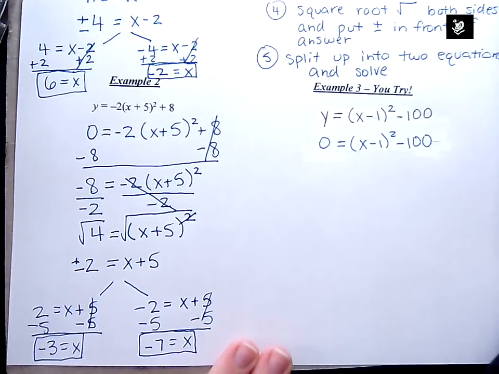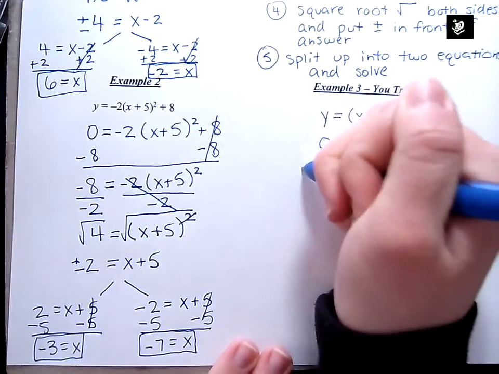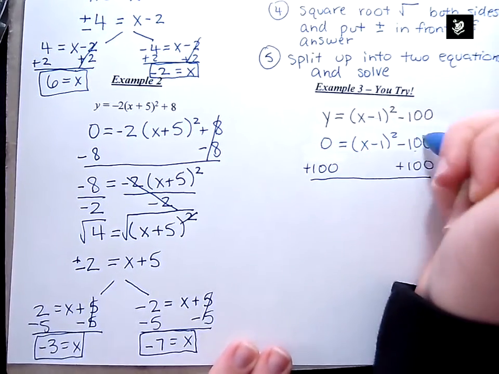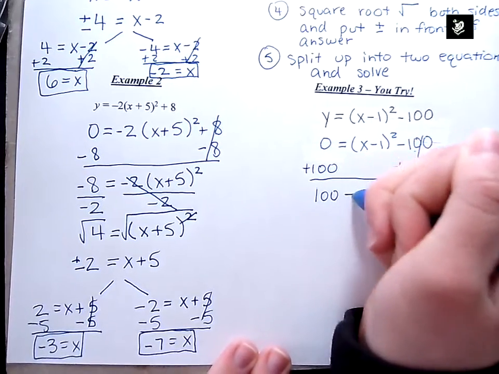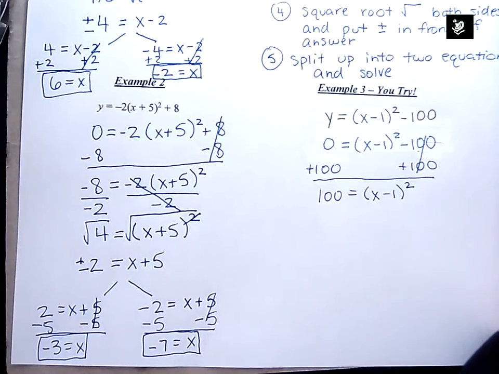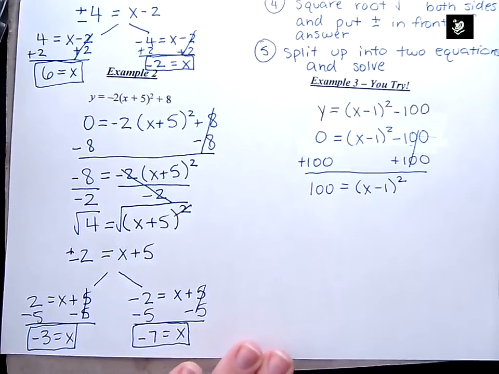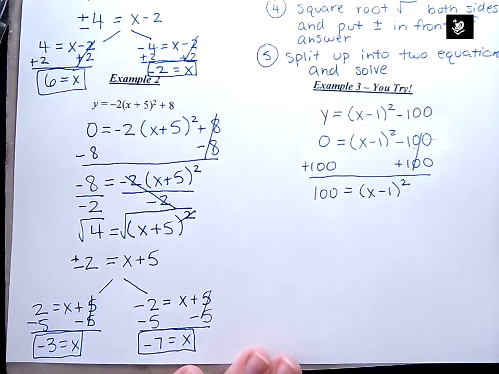Step 2, add or subtract the constant. So the constant would be 100, so I'm going to add 100 to the other side. 0 plus 100 is 100. Rewrite what's left over. Step 3, divide by a constant in front of the parentheses. Well, I'm in luck. There is no constant in front of the parentheses, so I can skip step 3.